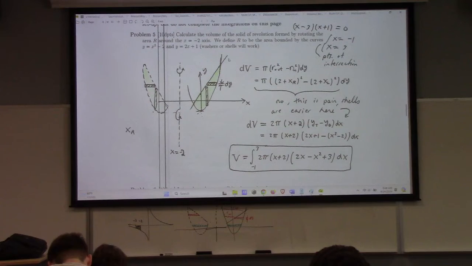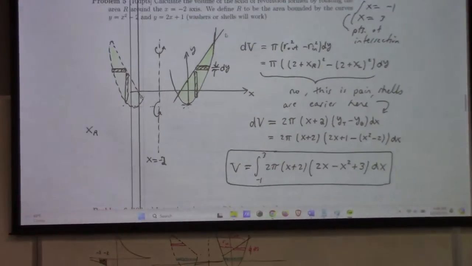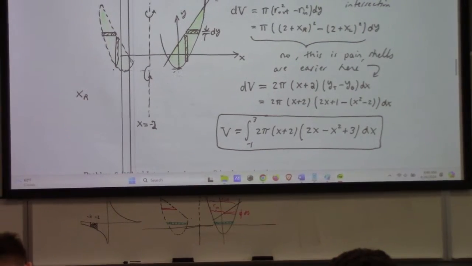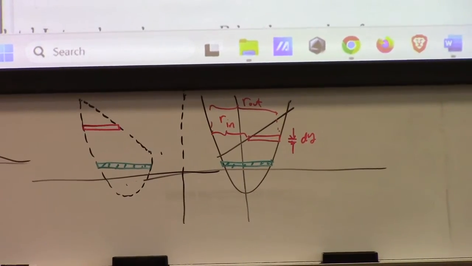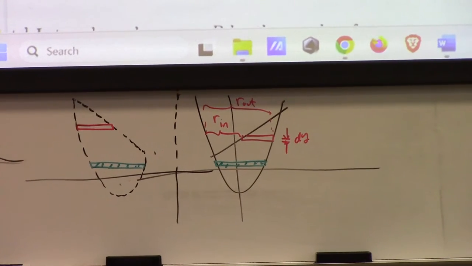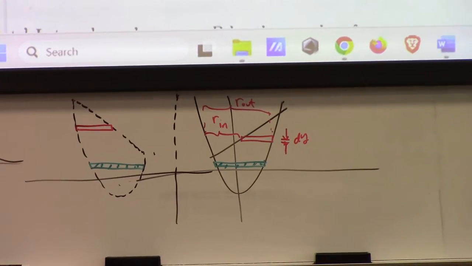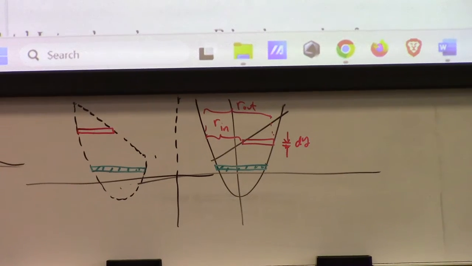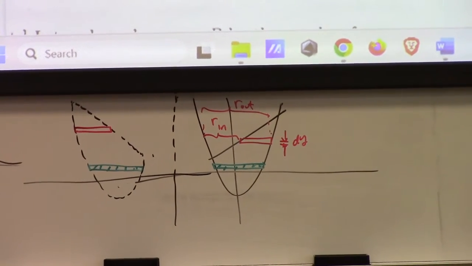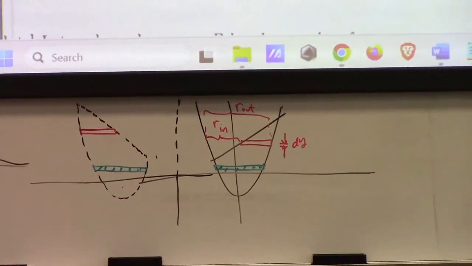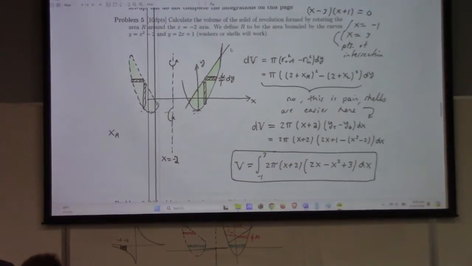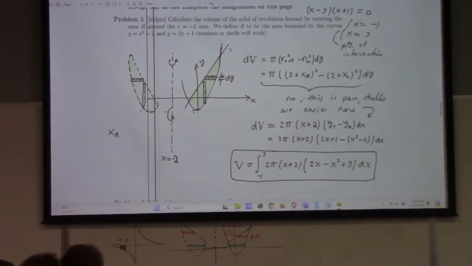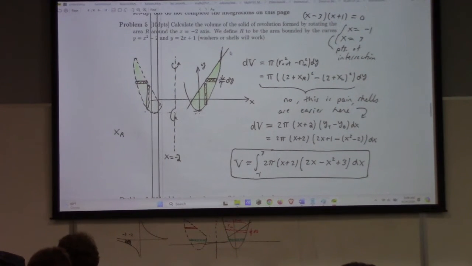But in that blue case that I just drew, the parabola has to give us both the inside and outside radius. So I'd have to work it out and get a plus square root and a minus square root, something like that. It would be a pain to figure out exactly what the inner and outer radius would be in that context. So it's just easier to use shells here.